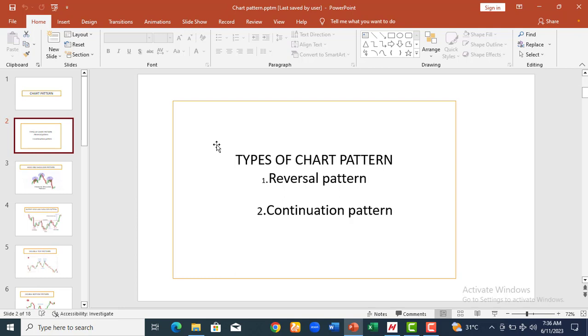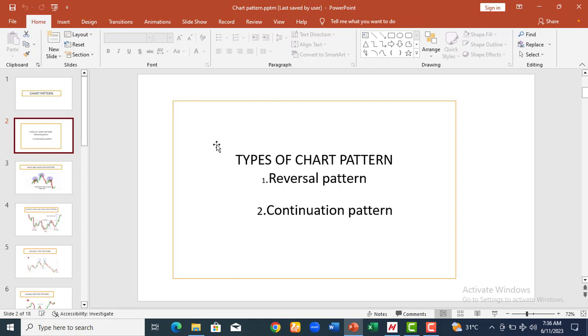When you spot a continuation pattern in a bearish trend or in a downtrend, it's trying to tell you that this market has been selling. It's not yet time for it to reverse. It will continue selling and selling. So these are the things we are going to check and watch out for today.